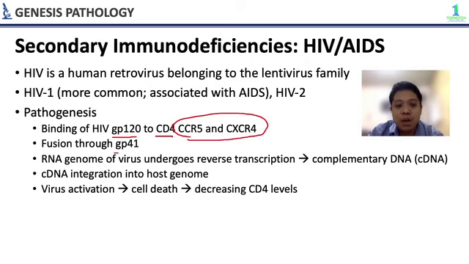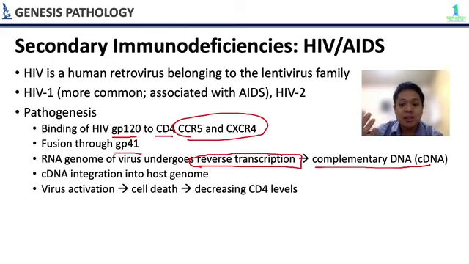And then you have your fusion through GP41, and then yung RNA genome of the virus undergoes reverse transcription. Kaya siya retrovirus, which forms a complementary DNA or cDNA. May integrate tong cDNA into the host genome. So kapag na-translate yung cDNA na to kasama na dun sa genome, magpo-form pa ng more viruses. And sometimes it can activate, leading to cell death, which decreases the CD4 levels.